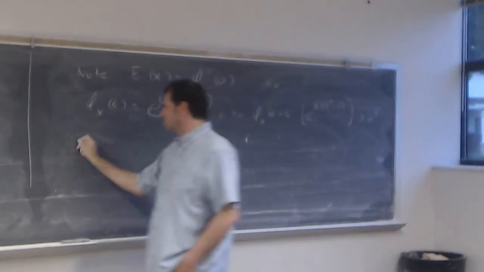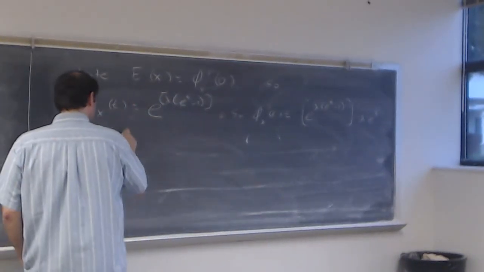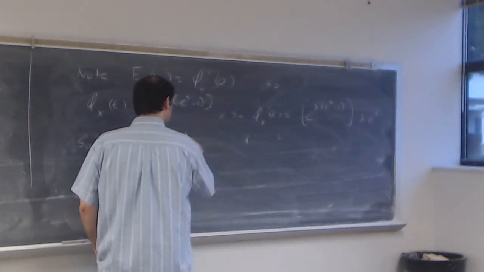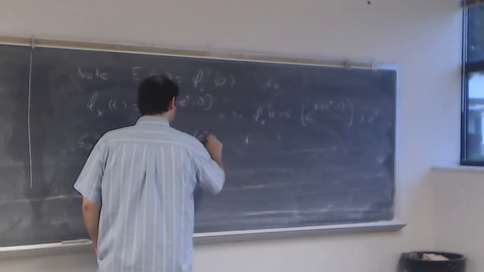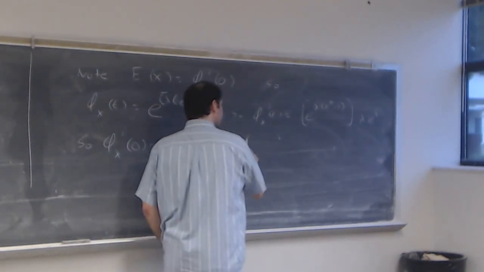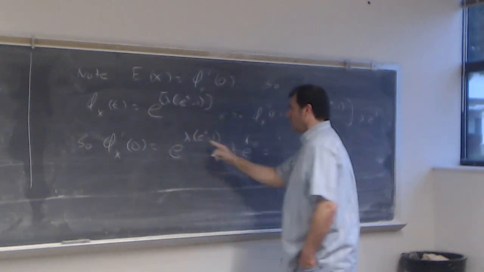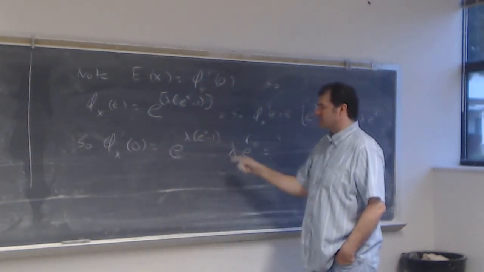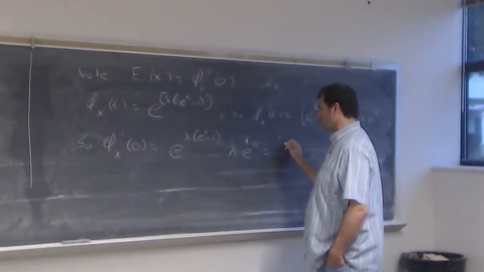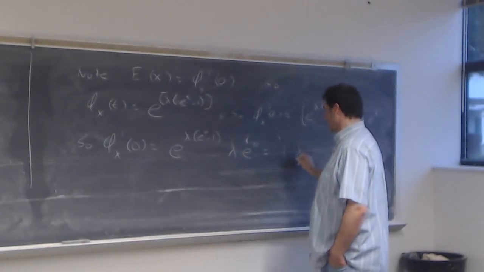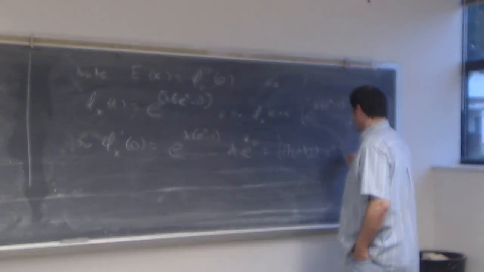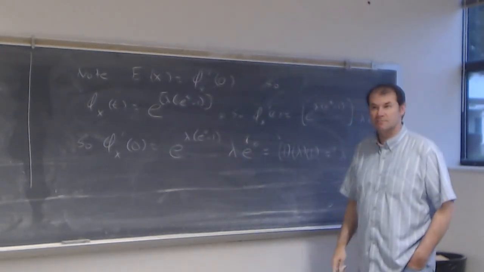And so phi sub X prime evaluated at 0 is e to the lambda times e to the 0 minus 1, times lambda e to the 0. e to the 0 is 1, 1 minus 1 is 0, so the first factor is e to the 0, which is 1. Here's lambda, and this is 1, which just equals lambda. And that's what we said it's going to be.